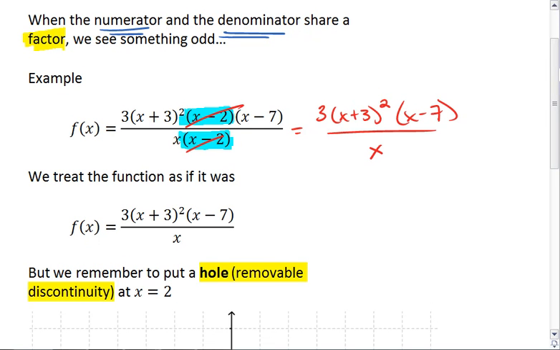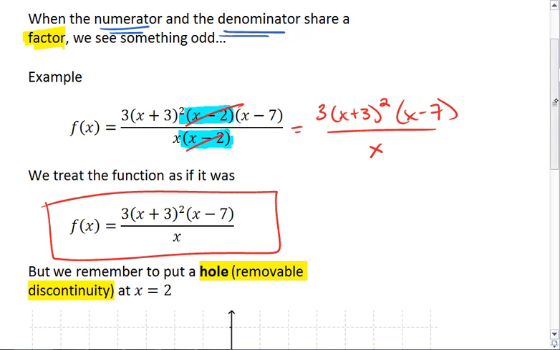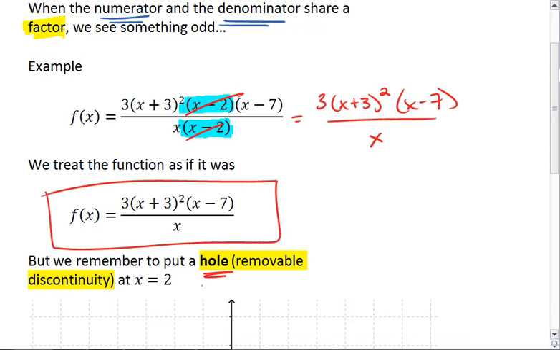And to graph this function, we do treat the function as if that's what the function was defined as. But we want to remember to put a hole or a removable discontinuity when x equals 2. Even though we crossed out these two factors, indicating that they could cancel with each other, the fact that your denominator has a factor here means that the function is undefined at x equals 2. And the shared factor merely tells us to put a hole there.